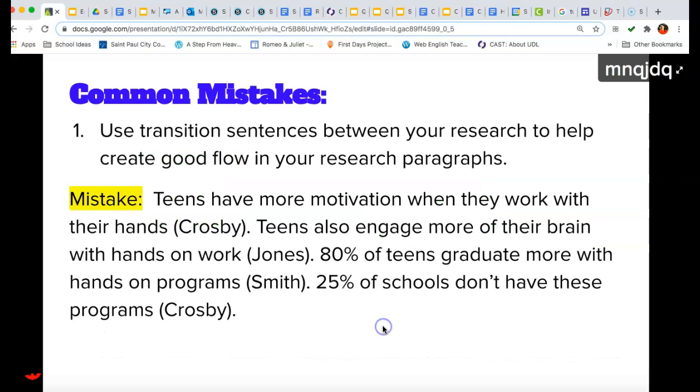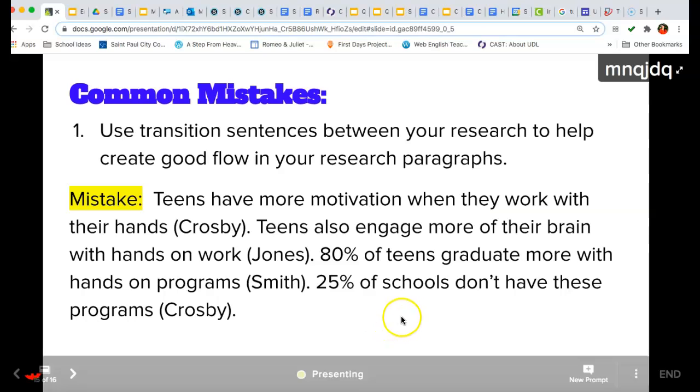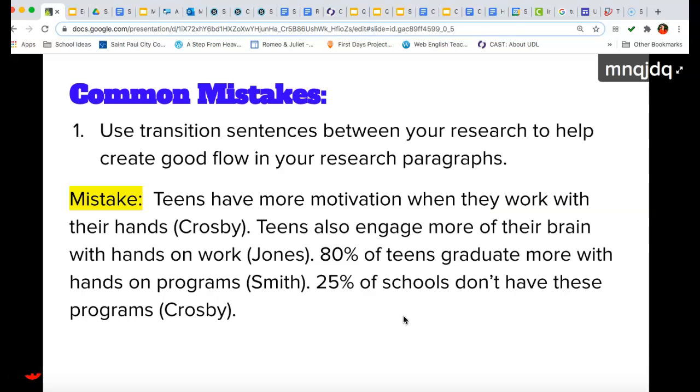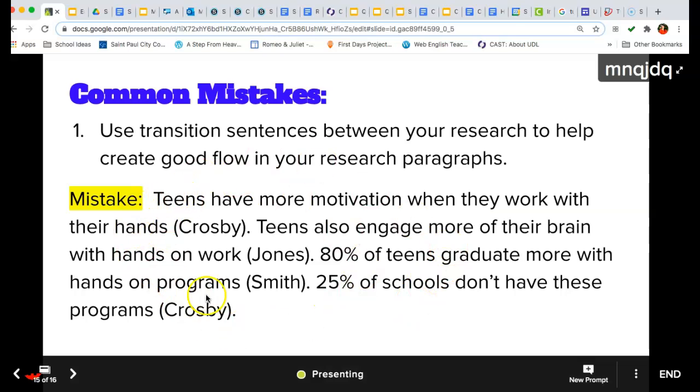All right, the last thing is that you want to make sure you use transition sentences between your research facts. This helps to create a better flow in your research papers. Many of you in your research paragraph, you're just listing off the facts, and it's fact after fact after fact, and it just sounds like a list, and it doesn't actually sound like a good, cohesive, flowing paragraph. So here's an example of a common mistake, what it looks like.